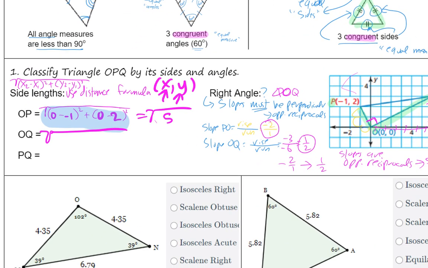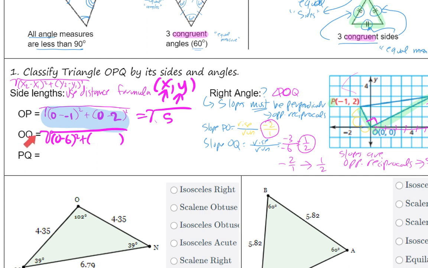All right, so next, O and Q. So we remember X is the first number. So let's look at O and Q. The X value of O is 0. X value of Q is 6. So we're going to say 0 and 6. So 0 minus 6, close it squared, plus, right?